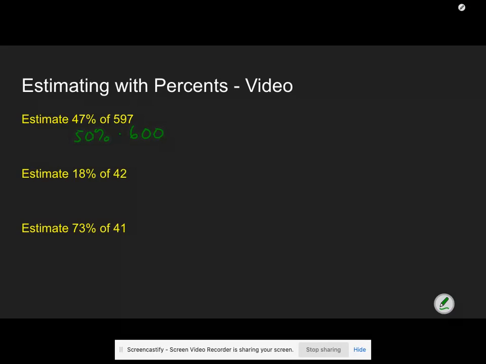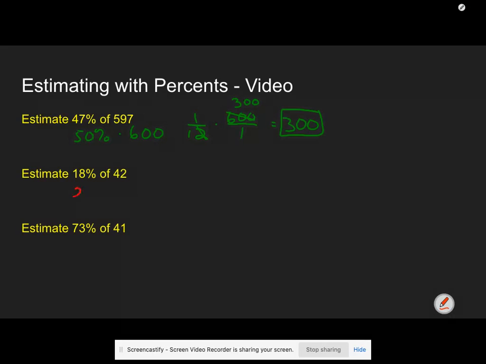I can take and make a fraction of my 50%, which I know is 1/2 times 600 over 1. And I can see that half of 600 is 300. Another way I could do this is, if you've done multiplying by fractions before, I can cancel factors that are the same diagonally. And so 2 goes into 1 time, 2 goes into 600, 300 times. So that's one way of solving the problem.